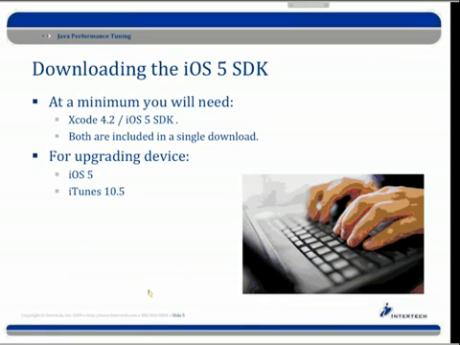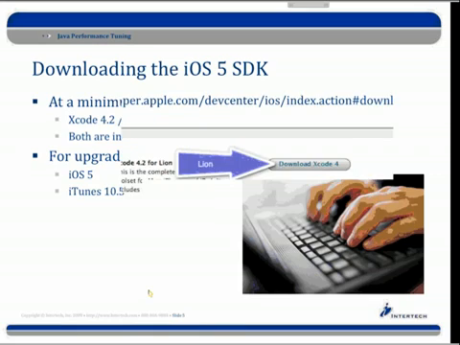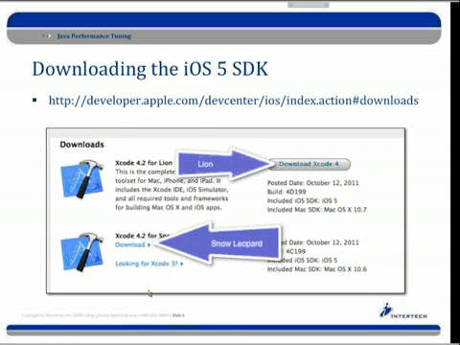All right, so what do you need to have the iOS 5 SDK? At a very bare minimum, what you're going to need is Xcode 4.2 and the other APIs that are included in the iOS 5 SDK. Both of those things are included as a single download. Upgrading your device is pretty easy now. You can just plug your device into iTunes. Make sure you download the latest iTunes, 10.5, I believe, is the current version. When you synchronize your device and upgrade it, you'll have iOS 5. So not a whole lot of issues anymore for downloading that compared to when we were dealing with the beta.